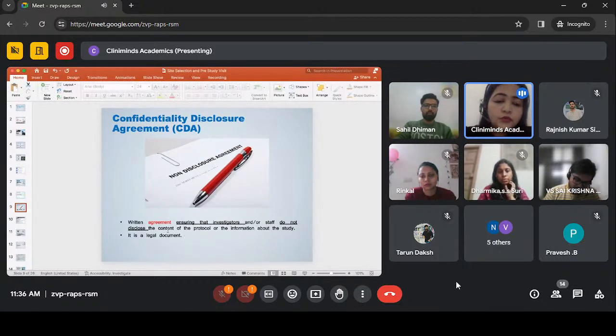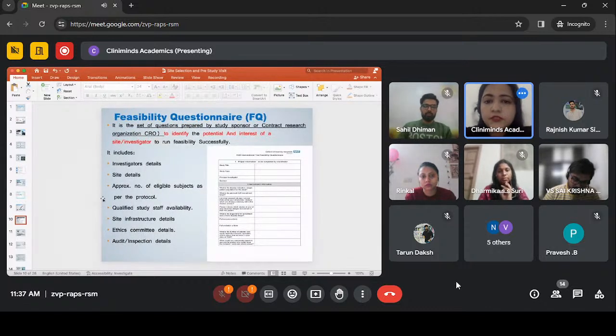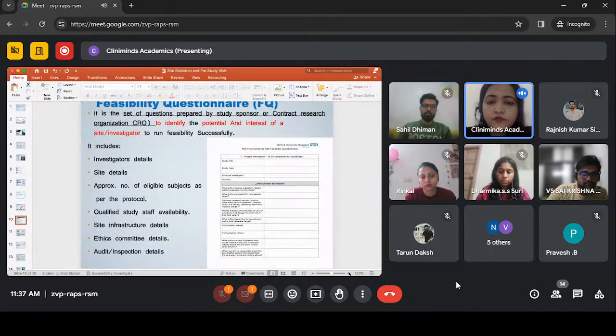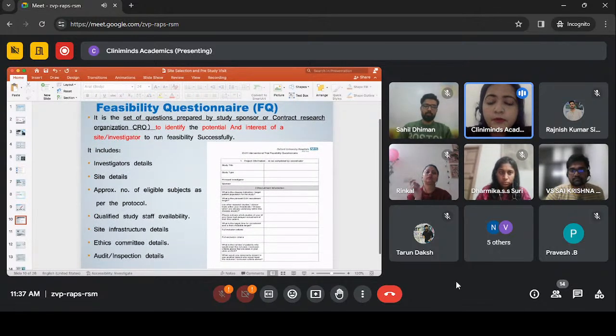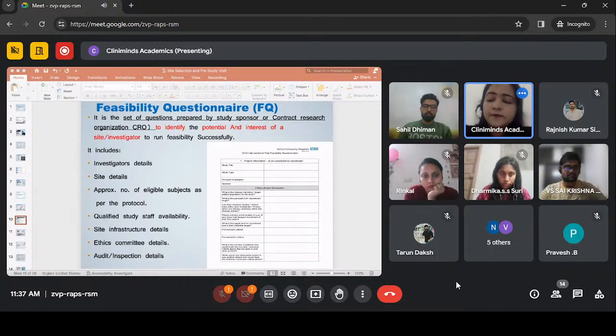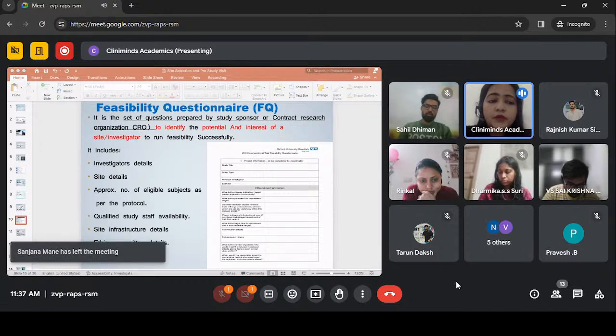So once this agreement is in place, we are going to start with the feasibility assessment. This is how the questionnaire looks. It is a few sheets, which is prepared by the sponsor, because the sponsor is the one who wants to evaluate the site and check whether the site is capable. What capabilities they are looking for will be decided by the sponsor in the feasibility questionnaire.